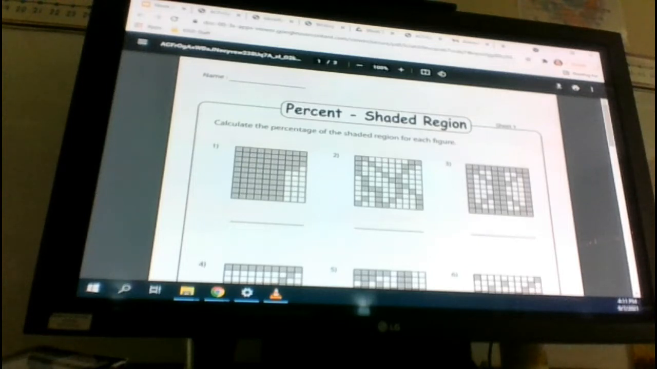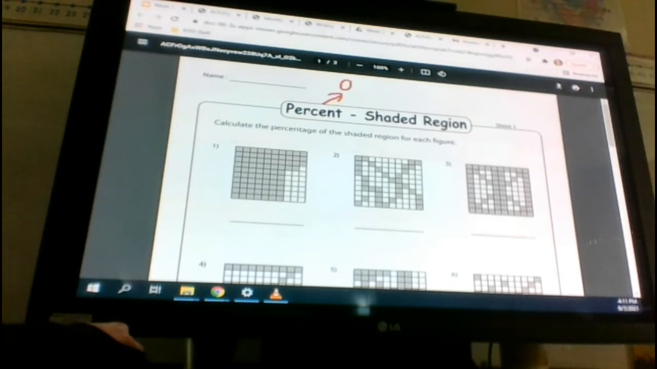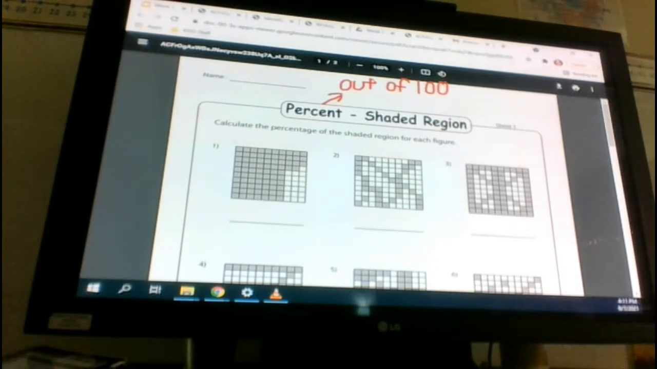All right, so today we're going to be working on a percent from a figure. So what I need you to know about percent is that it just means out of 100. So whenever we're talking about percents, we're talking out of 100%. This is pretty common. The highest grade you can typically have in a class is a 100.